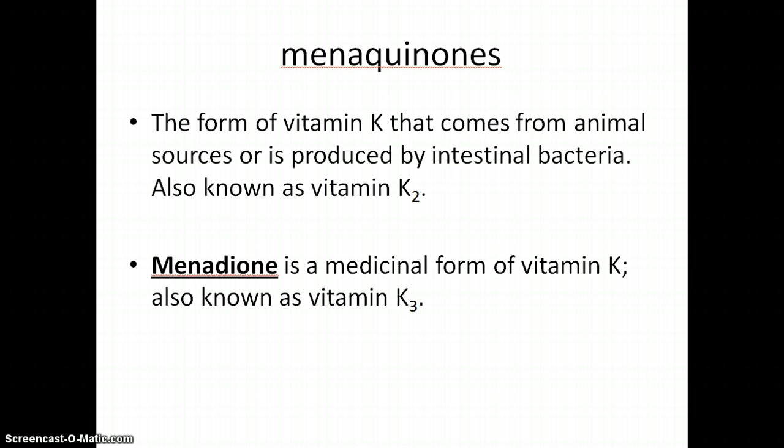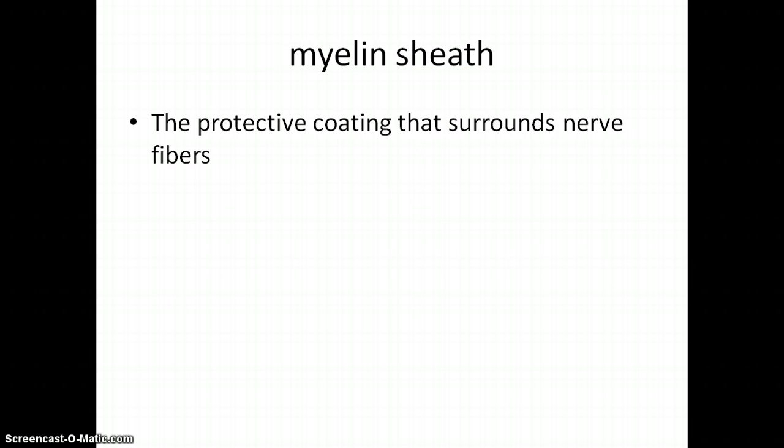Menaquinones are vitamin K. We think of vitamin K as the blood clotter. It comes from animal sources or is produced by the intestinal bacteria. Many of the nursing students, their first injection is on a newborn. We give a vitamin K shot because they do not have any bacteria, their gut is sterile, and we worry about hemorrhage or lack of clotting. Menadione is the medicinal form of vitamin K, and it's also known as vitamin K3.